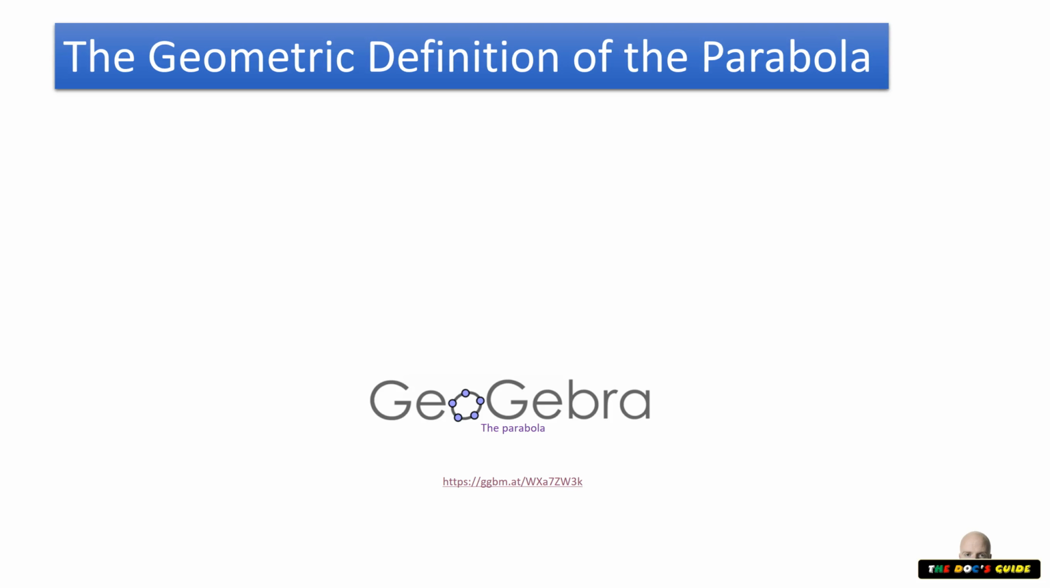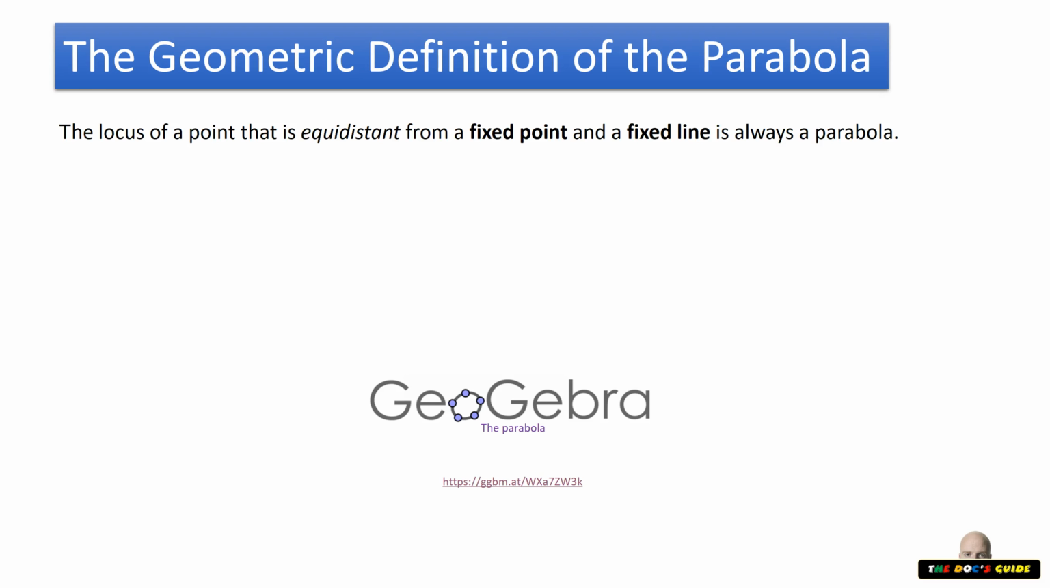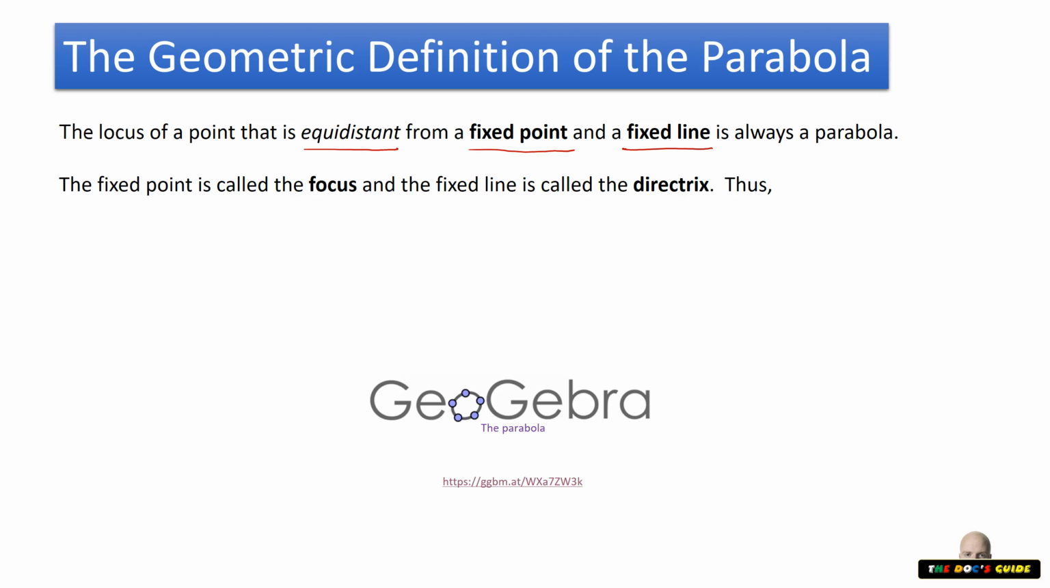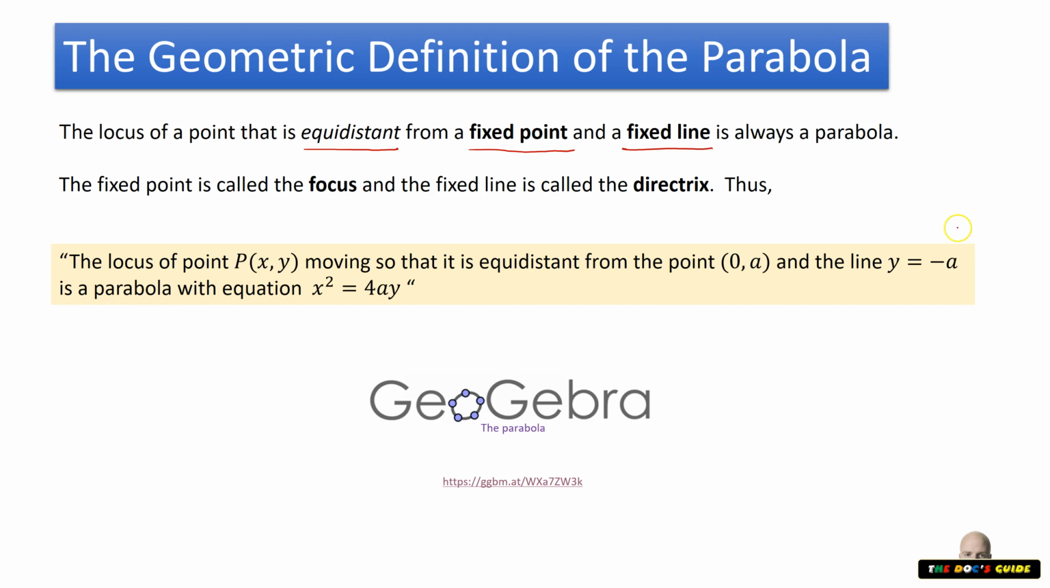Hello mathematicians, we're now going to have a look at what the geometric definition of the parabola is. And the parabola is a locus, and it's the locus of a point that is always equidistant from a fixed point, which we'll see eventually we're going to call the focus, and a fixed line, which we'll call the directrix.